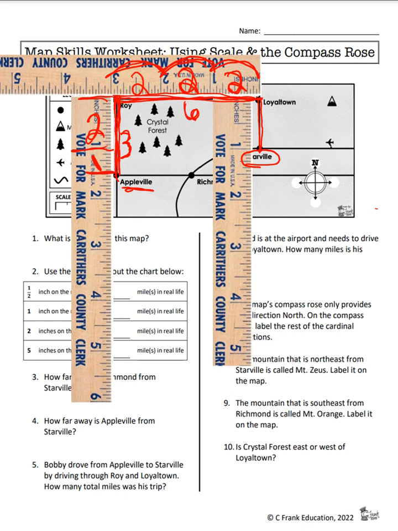And then his last piece from Loyaltown to Starville is exactly 1 inch. So that's 2 miles. So if I put all of these together, 6 plus 3 is 9, plus 2 is, that's right, 11-mile trip. Definitely took the long way. But that's okay. All right.